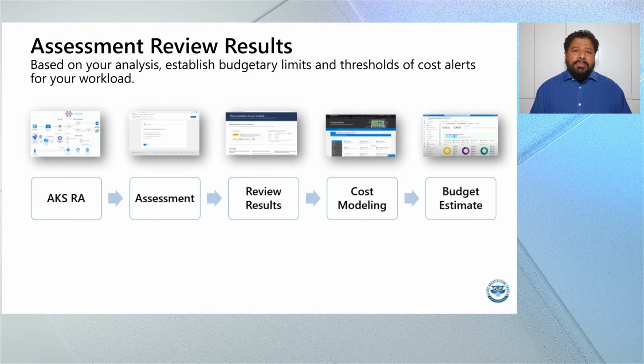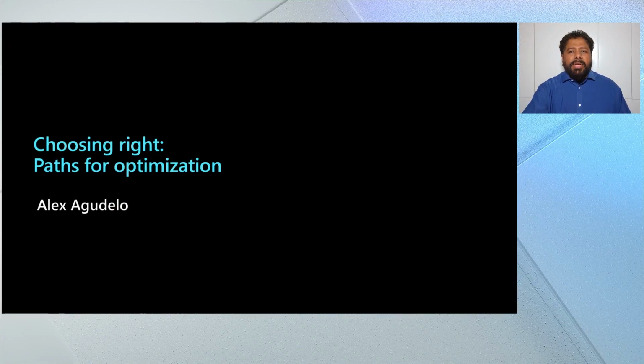Summarizing, we started with the AKS reference architecture and reference implementation. We did a well-architected assessment, and based on the recommendations, we performed a cost modeling exercise. Based on your analysis, you could establish a lower bound and a higher bound for your cost, and you could use that to set cost alerts for your workload. Alex will go through here in greater detail the notion of choosing right and a decision tree for compute and other technology choices. Over to you, Alex.